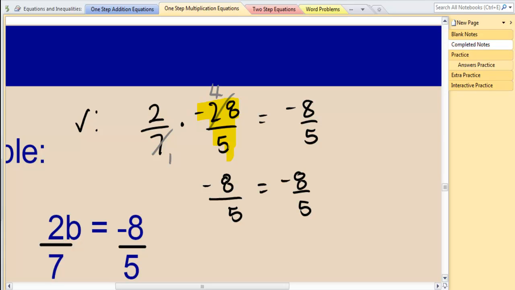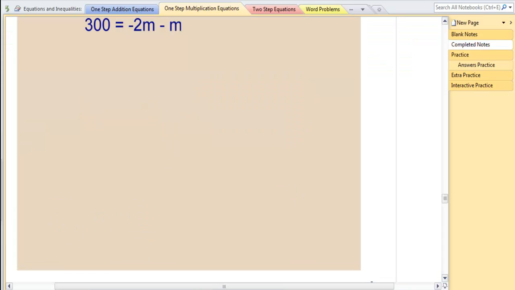I make sure I cross cancel to make my multiplication easy. 2 times negative 4 is negative 8. 7 becomes a 1, and 1 times 5 is 5. And I end up with negative 8/5 equals negative 8/5. So I know that my problem has been solved correctly. Try this next problem and check back.